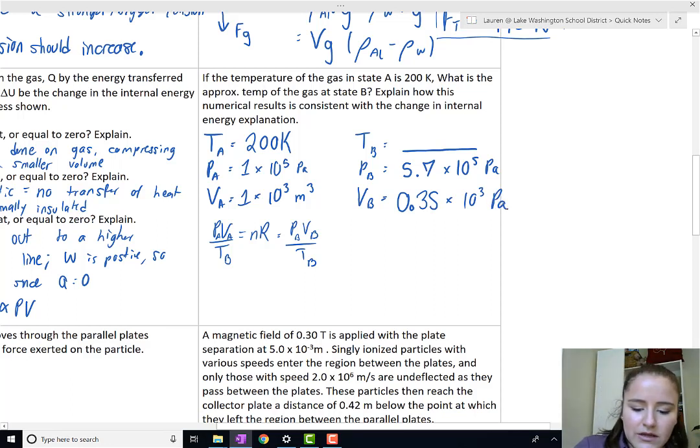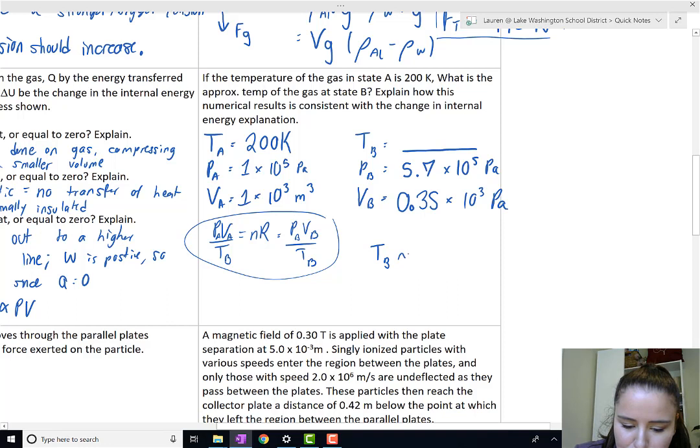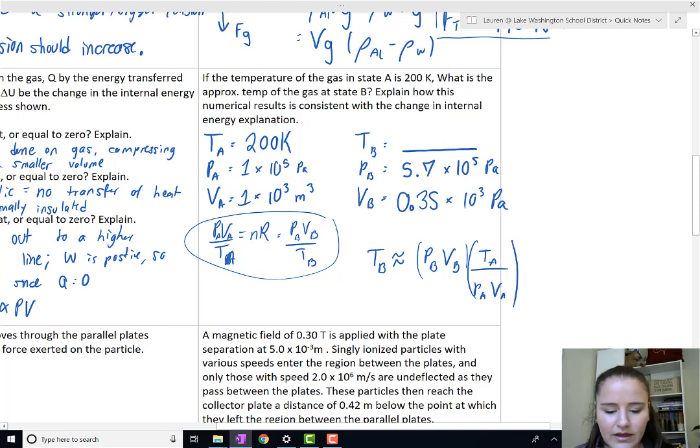Okay. So then we can use this ratio we set up. Temperature at state B should be approximately equal to, oops, that should be A, PA VA over TA, and then, wait, I messed up here. Fix my ratio, do better algebra. Temperature at state B should be approximately equal to PB VB times the inverse of that, so temperature at state A divided by PA VA. Is that better algebra? Yes, it is.